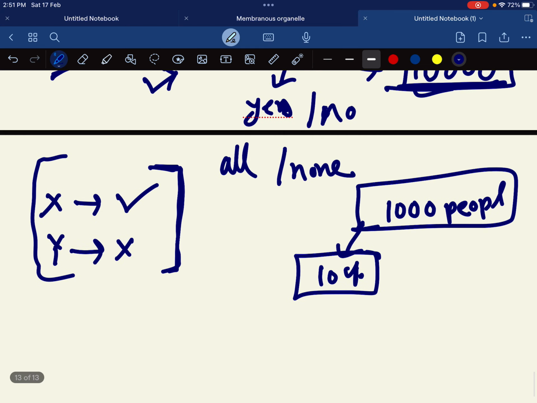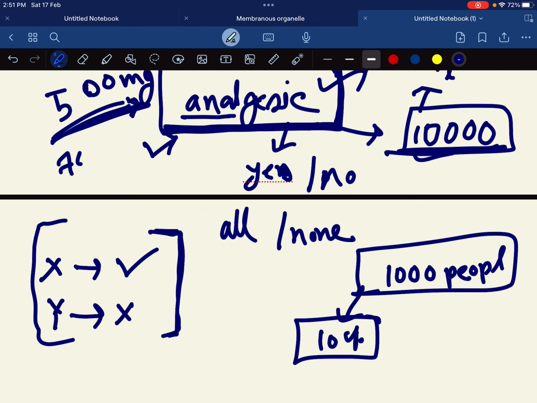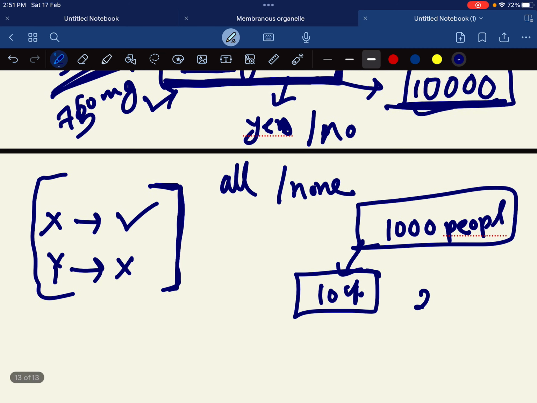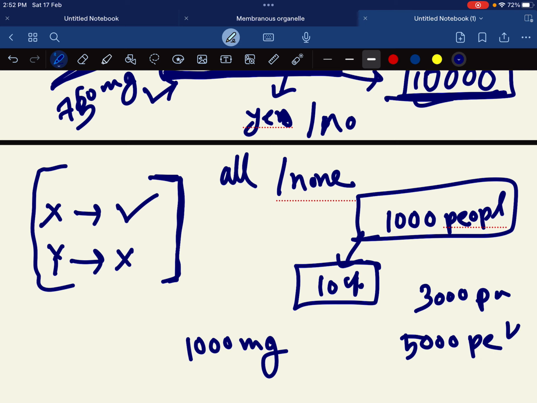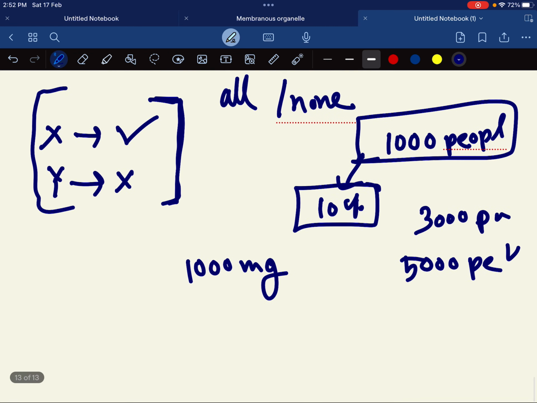Now when you increase the dose from 500 to 700 or 750 milligram, there might be a probability that about 3000 people say, wow, my pain has been relieved. About 3000 people say my pain has been relieved. For about 1000 milligram of paracetamol, say that 5000 people say, oh, my pain has been relieved. So we see that when we plot the percentage of the population that responds against the amount of drug, now we are going to plot this idea.